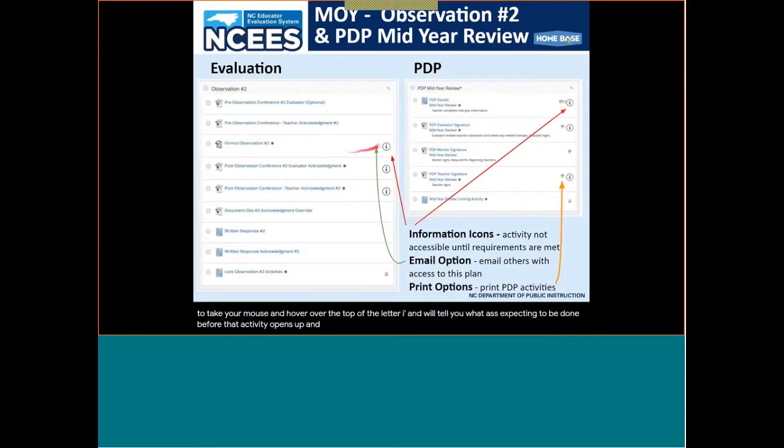And then on some of the main areas, like here, the formal observation, you see a little tiny envelope icon. This is a place that you can email anybody else that has access to your plan. So in here, if you open this up and you're on a comprehensive plan, you should see the names of your evaluator and possibly your district administrator in NCEES. And if you have a peer, you'll see that name in there as well. And possibly in the PDP part, you're also going to see your mentor if you have a mentor assigned. And then in the PDP plan are also print icons where you can print out the activity that you are looking at.